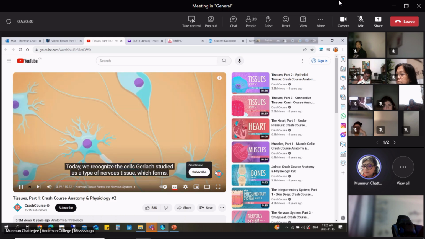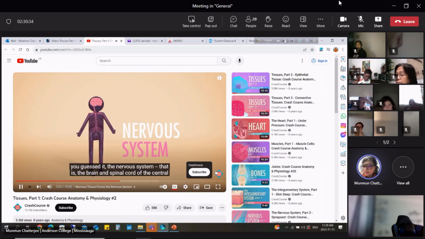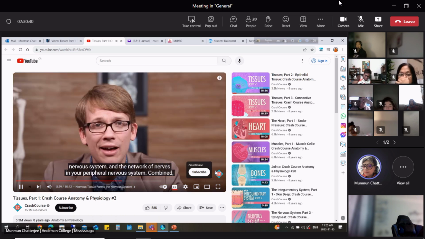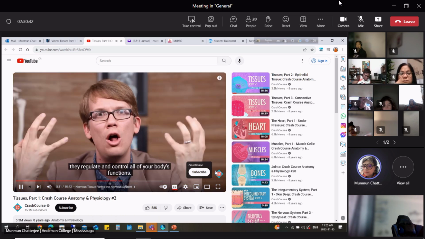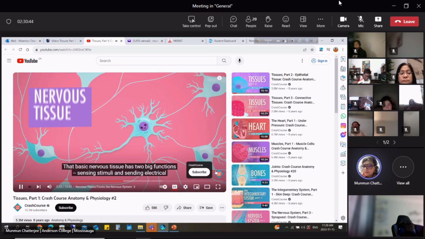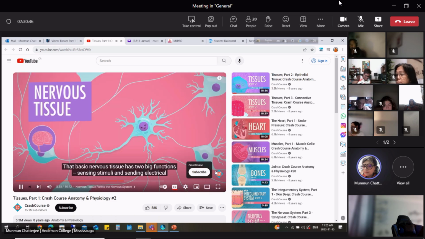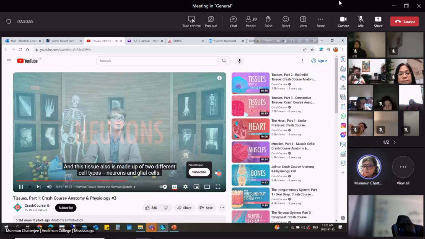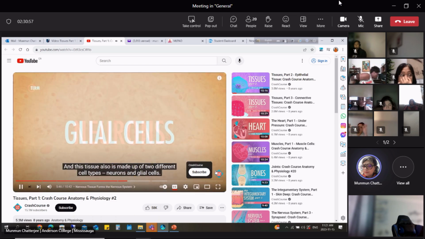Today, we recognize the cells that Gerlach studied as a type of nervous tissue, which forms, you guessed it, the nervous system. That is, the brain and spinal cord of the central nervous system and the network of nerves in your peripheral nervous system. Combined, they regulate and control all of your body's functions. That basic nervous tissue has 2 big functions: sensing stimuli and sending electrical impulses through the body, often in response to those stimuli. And this tissue also is made up of 2 different types of cells: neurons and glial cells.